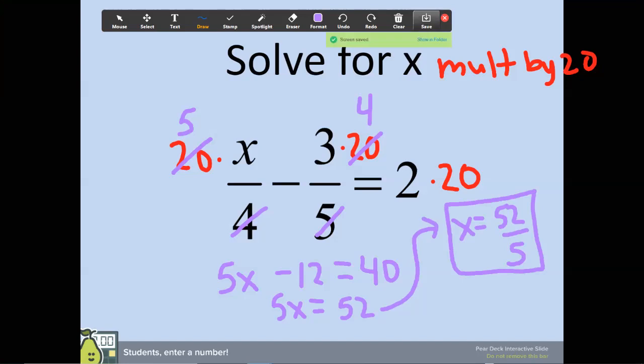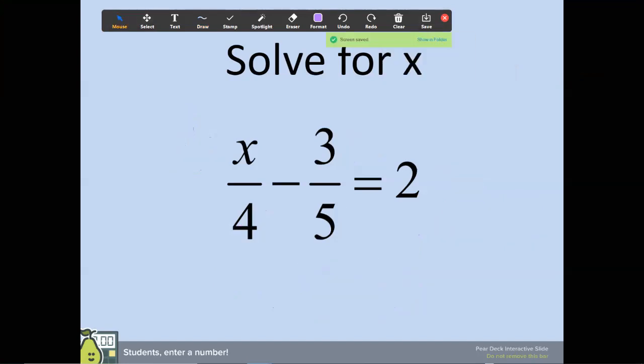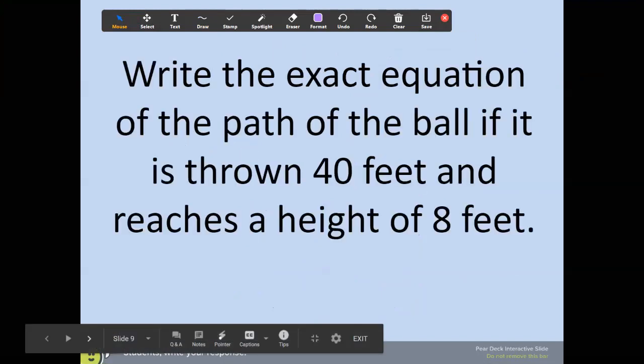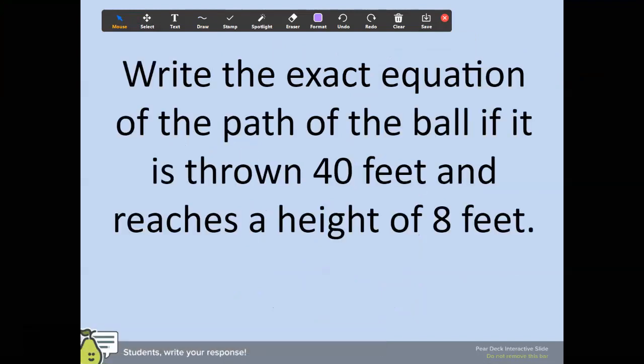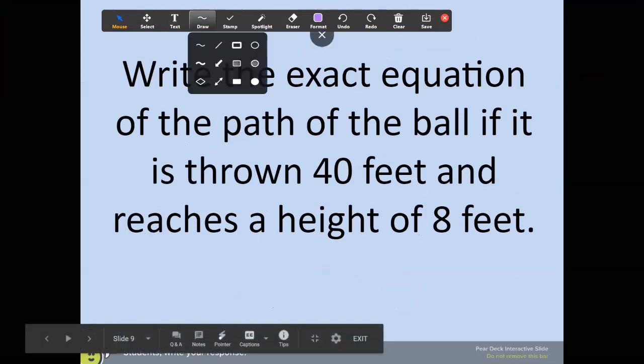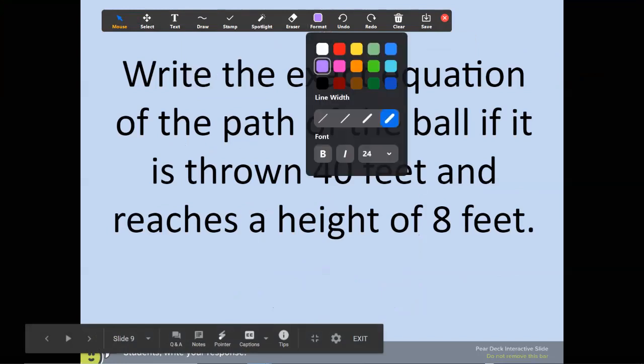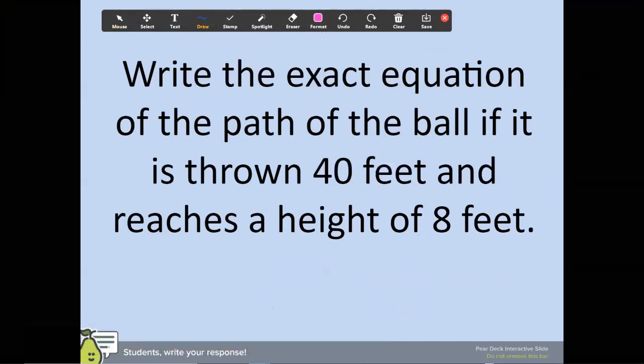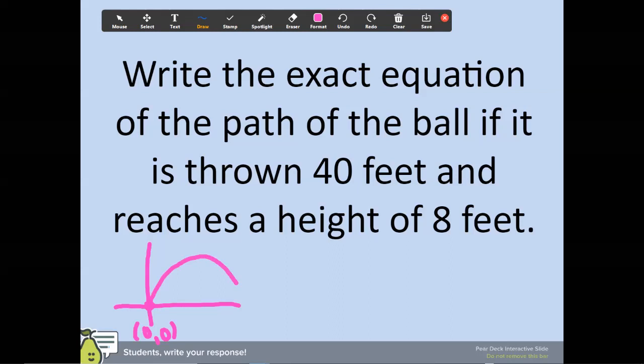Okay, so next problem. Write the exact equation of the path of a ball if it is thrown 40 feet and reaches a height of 8. Okay, so for this, I am going to draw this out. I'm going to just assume I'm starting at 0, 0. My parabola is coming to here, let's say, and it ends here at 40, 0. I know that the max height is 8.